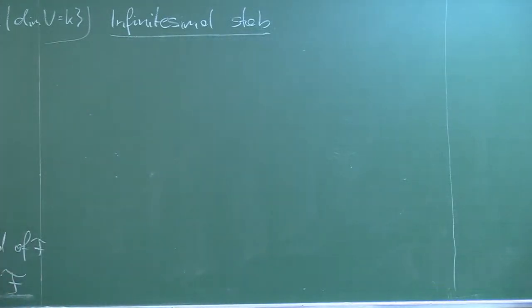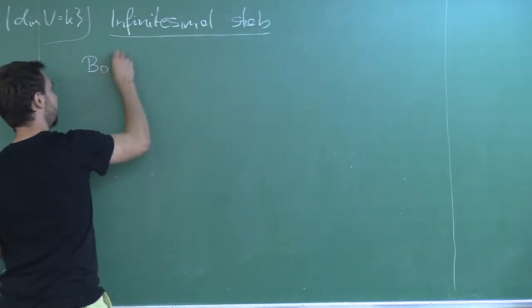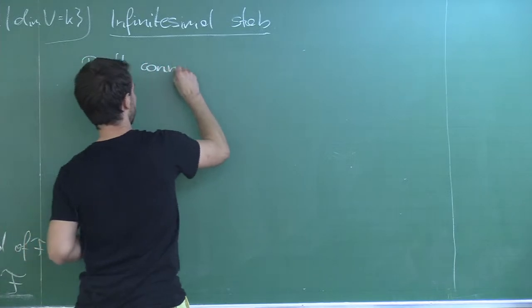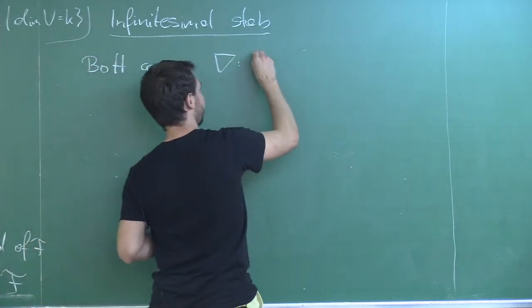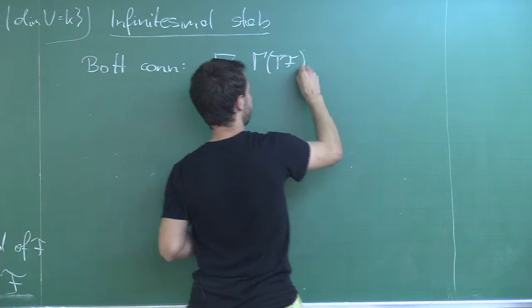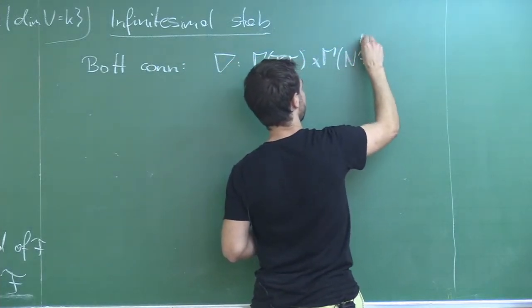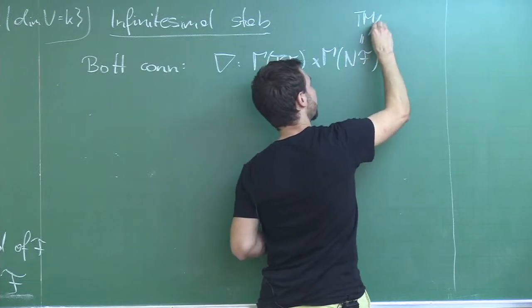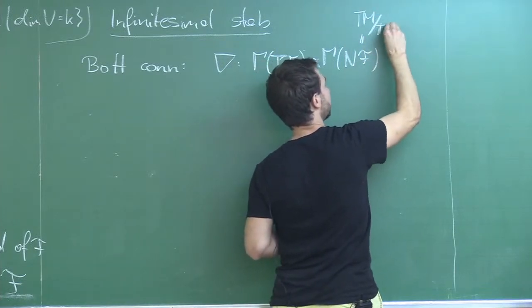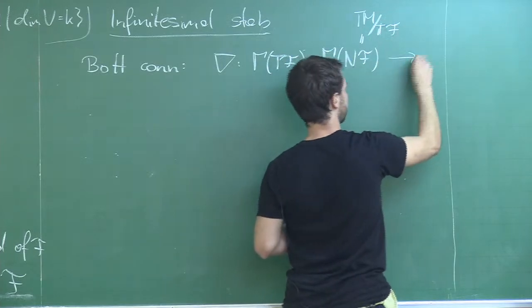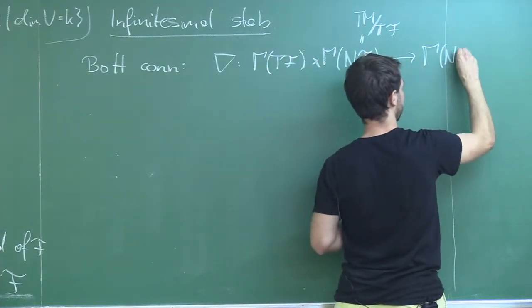Right, so let me first briefly explain the cochain complex we're looking at. Given a foliation, we naturally have associated the Bott connection on the normal bundle. That's a map from the sections of TF times sections of the normal bundle, where the normal bundle is TM quotient out by TF, to the sections of the normal bundle.